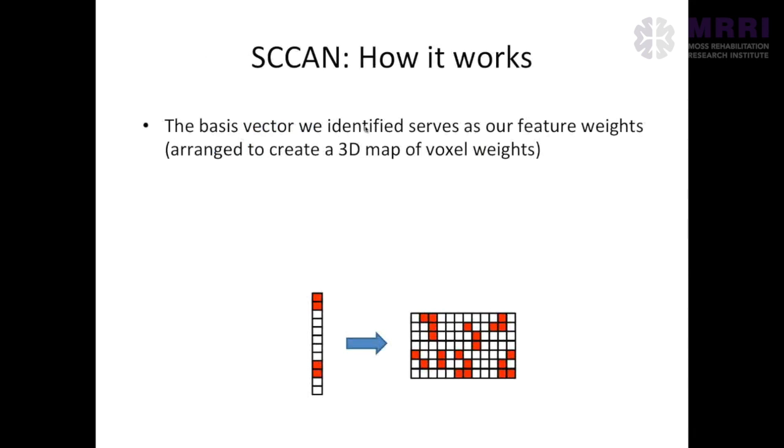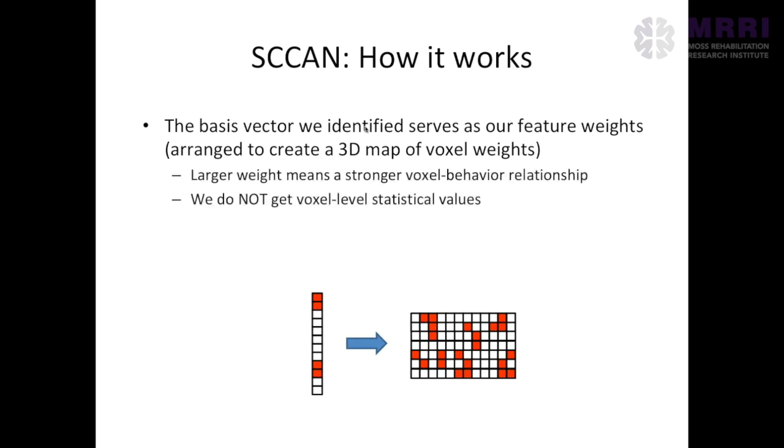So just taking a step back, if we take all those weights and rearrange them into our map, those become like the feature weights or the beta values that we've been talking about in SVR-LSM. So whenever there's a non-zero weight, that is an area that is significantly correlated with our behavior. In this case, larger weights mean stronger voxel-behavior relationships, and we do not get a voxel-level statistical value.